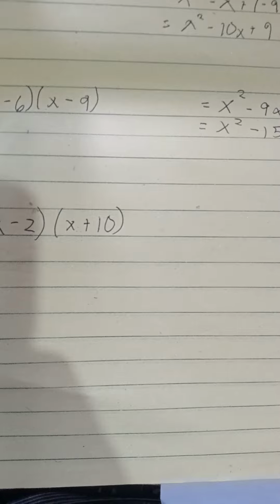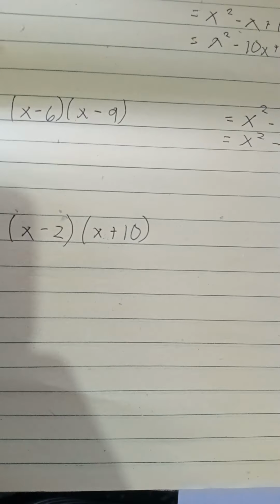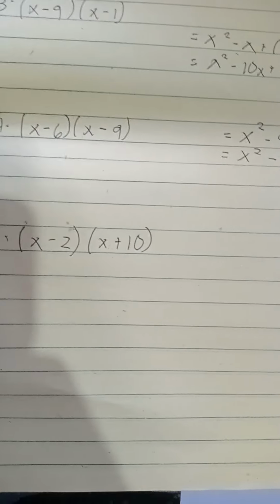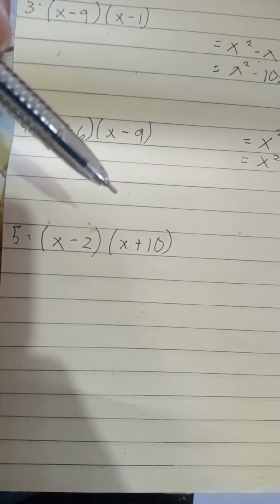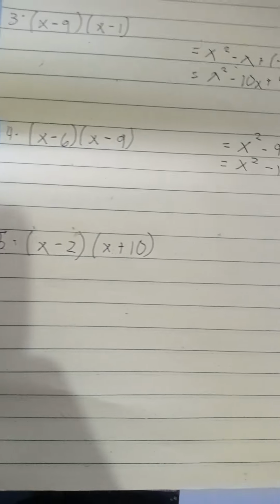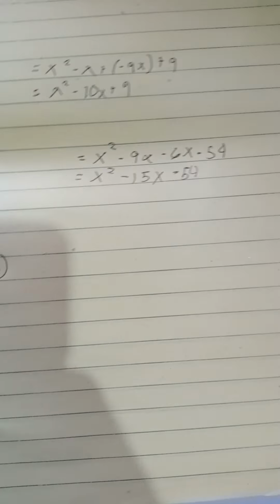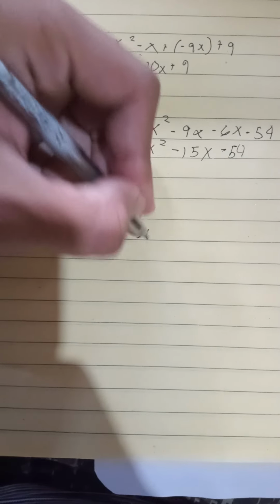Same process as earlier: inner to inner, inner to outer, outer to inner, and outer to outer. x times x equals x squared.